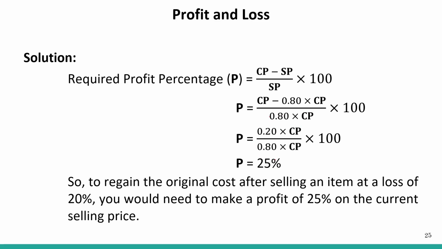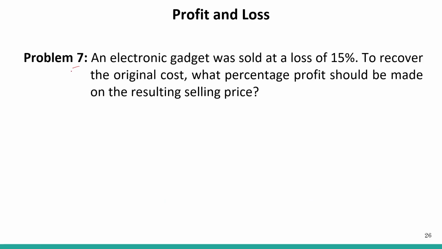So 0.80 into CP will be the price right now. So P will be 1 by 4 into 100, which is nothing but 25%. So to regain the original cost after selling the item at a loss of 20%, you need to make a profit of 25%, or you need to mark up the price by 25% on the current selling price. Okay, so let's go forward with the next problem, problem number 7.